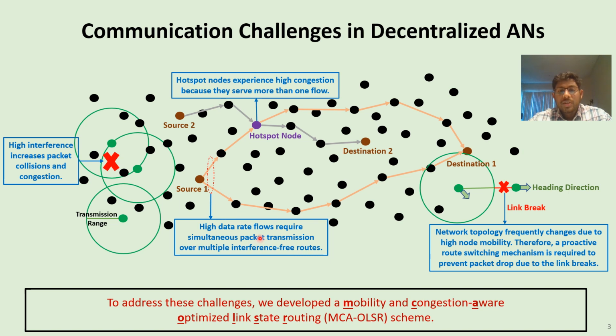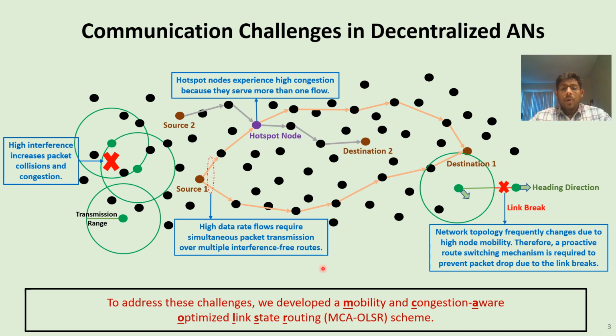If a node generates data at a very high rate, it may require simultaneous packet transmission over multiple interference-free routes. However, in airborne networks, it can become very challenging to find interference-free routes. Due to high node mobility, links break frequently, which causes packet drops.